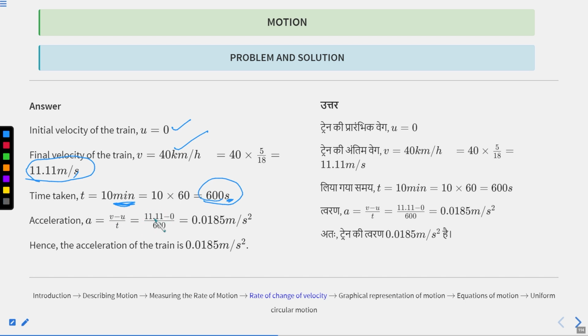Acceleration is (11.11 minus 0) divided by 600. So the acceleration is 0.0185 meter per second square. Is it clear, class? I hope this question is clear to you.